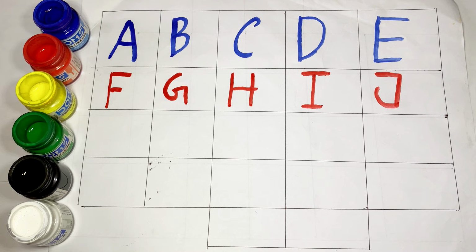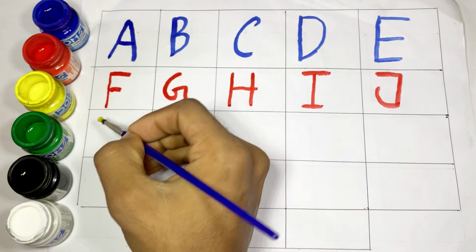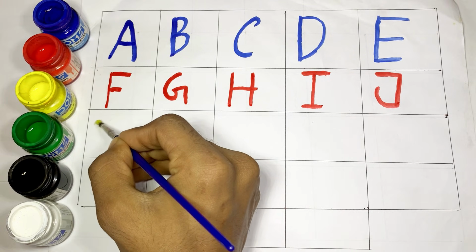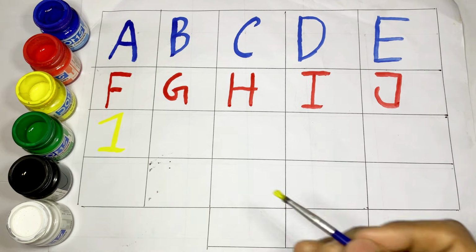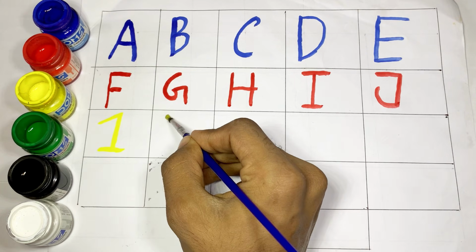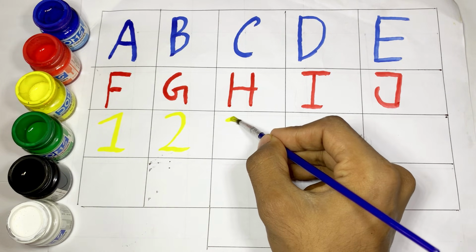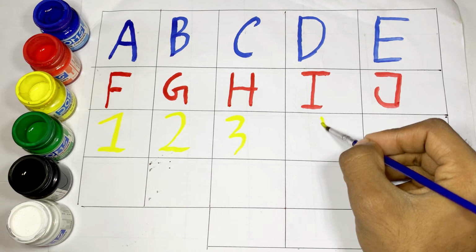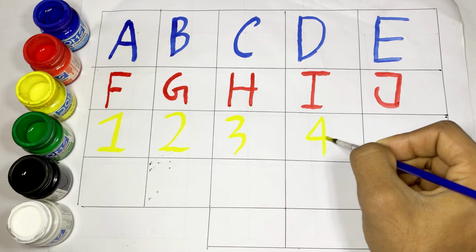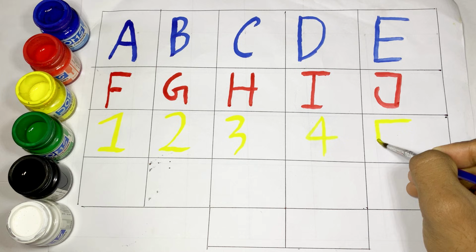Now the numbers. First we draw 1, O-N-E, 1. The numbers of 1, 2, T-W-O, 2, 3, T-H-R-E-E, 3, 4, F-O-U-R, 4, 5, F-I-V-E, 5.